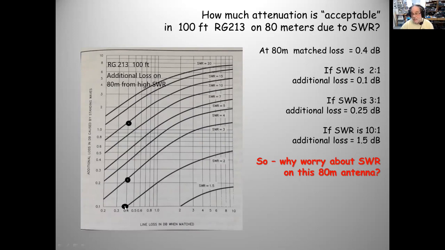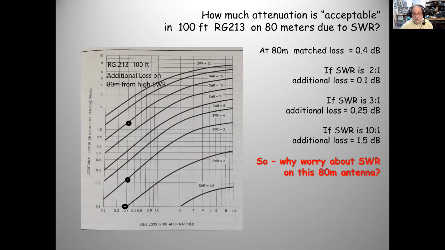So what if my SWR as measured in my shack is 2 to 1? Here's the 2 to 1. Then I go over here to the left, and it says additional loss caused by the standing wave ratio. Additional loss. How much? Where's my cursor? I lost my cursor. Here it is. 1/10 of a dB. I'm not going to worry about 1/10 of a dB. I'm not even going to worry about 1 dB. You'd never detect that.